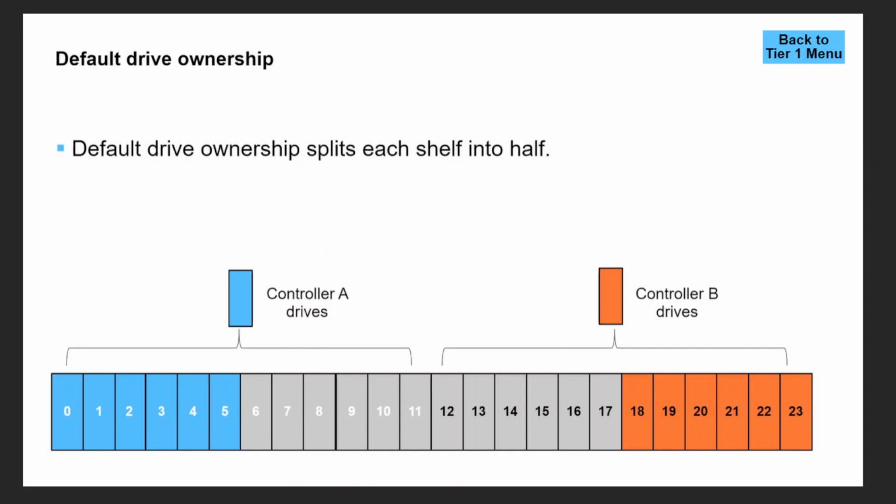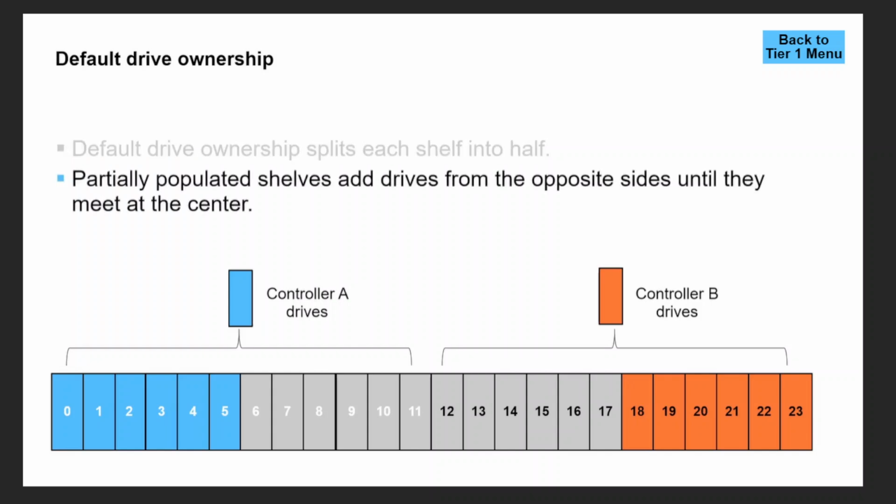Each shelf is split into half, with half the drive bays assigned to controller A and the other half assigned to controller B. When a shelf is partially populated with drives, the drives are installed from the outermost drive bays, as opposed to filling bays 0 through 11. As indicated in the diagram, this ensures the drives are evenly split between both controllers in the drive shelf. As drives are added to the shelf, the drives are inserted to both sides, working from the outside edges toward the center of the shelf.